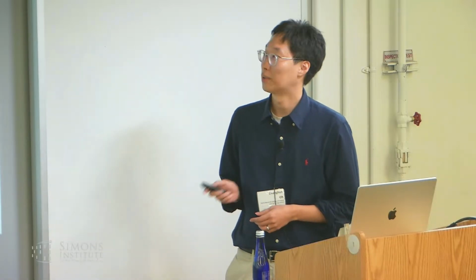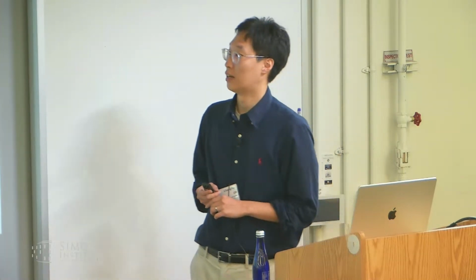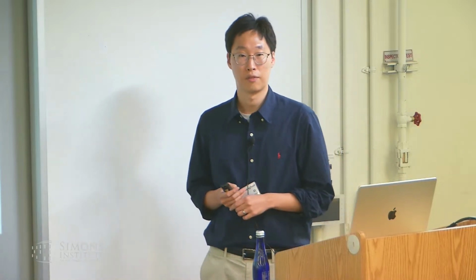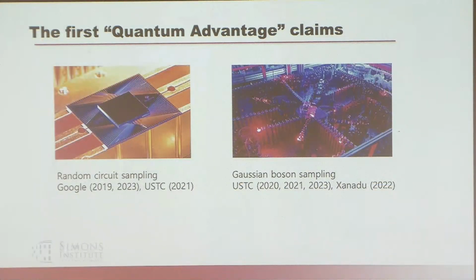All right, so probably I don't have to really motivate this too much, but over the last few years we have seen the first quantum advantage claims by experiment. The first one was by Google using random circuit sampling. And the second one was by USTC using boson sampling, more specifically Gaussian boson sampling.